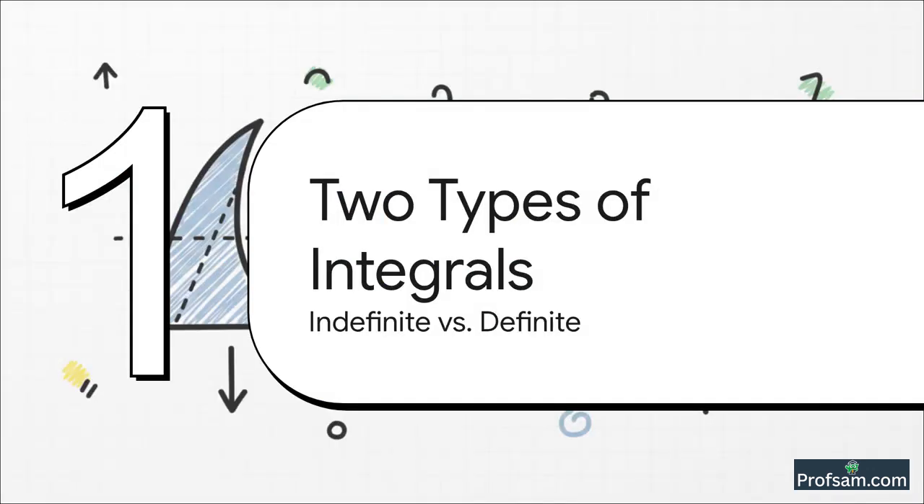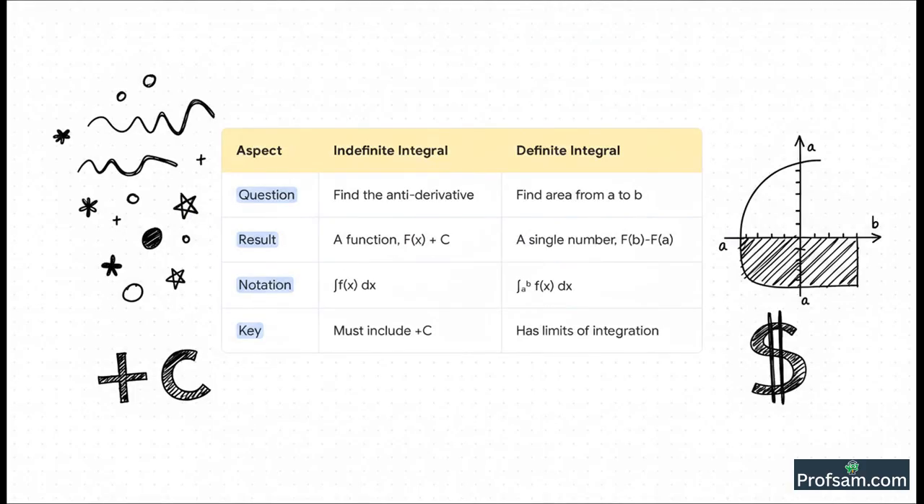You know, the entire field of integral calculus was basically created to solve two major kinds of problems. And because of that, we have two different types of integrals we need to know about. Okay, let's put them side by side. On the left, we have the indefinite integral. Its only job is to find the antiderivative, so its answer is always a family of functions, f of x plus c.